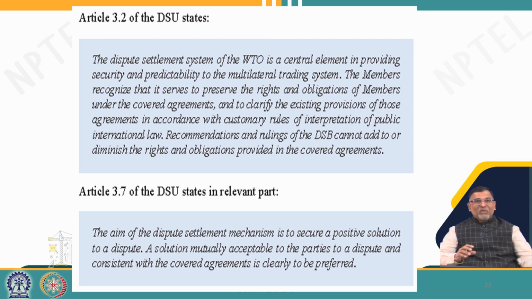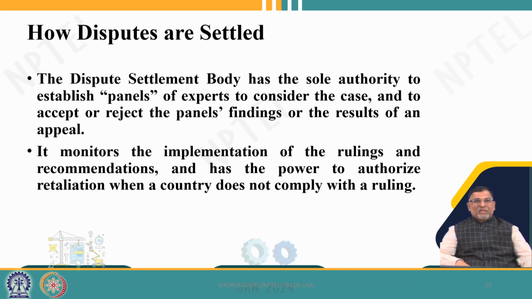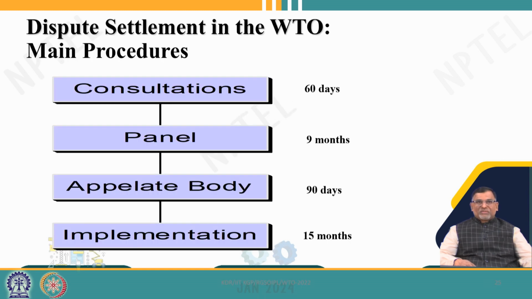So, what is the role? It clearly says, in disputes, the adjudication bodies are the panel and the appellate body, and for non-implementation, we already said that there can be authorization of compensation and authorization of retaliation for non-compliance.